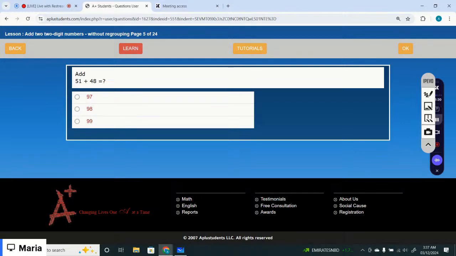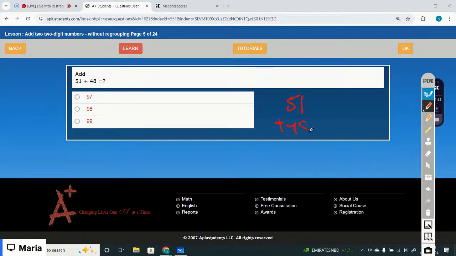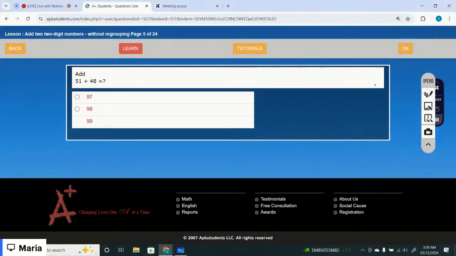51 plus 48, which is the correct option? That is 51 plus 48. Let's just write them down one above the other. 8 plus 1 is 9, and 5 plus 4 is 9. That makes 99. Option number 3 is the correct option.